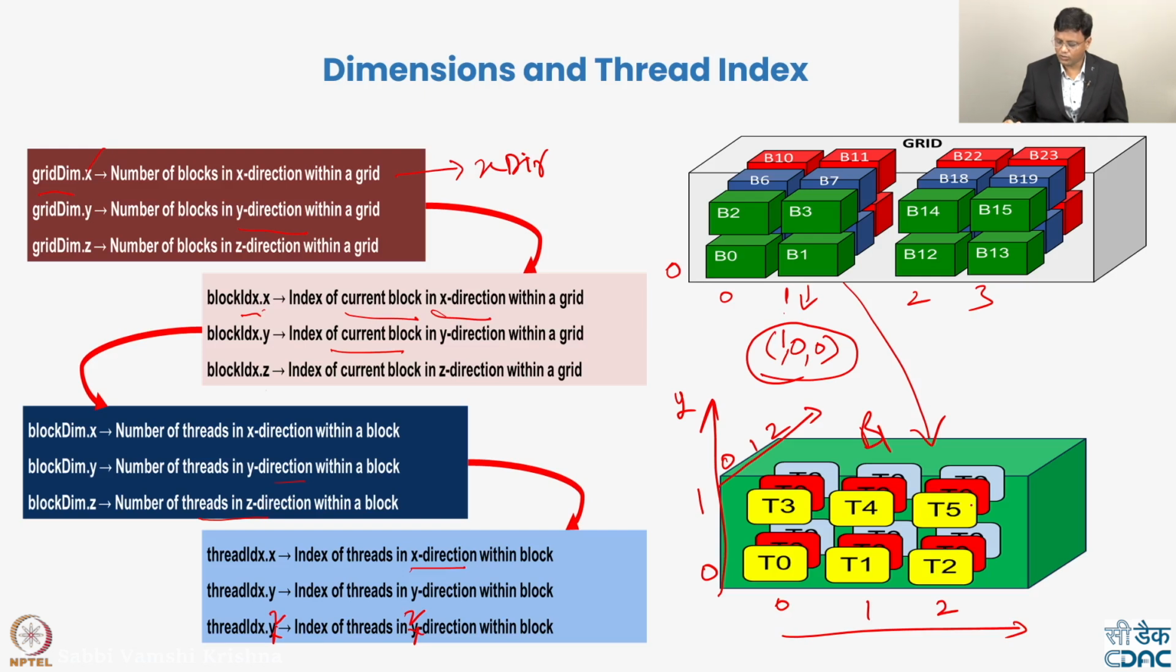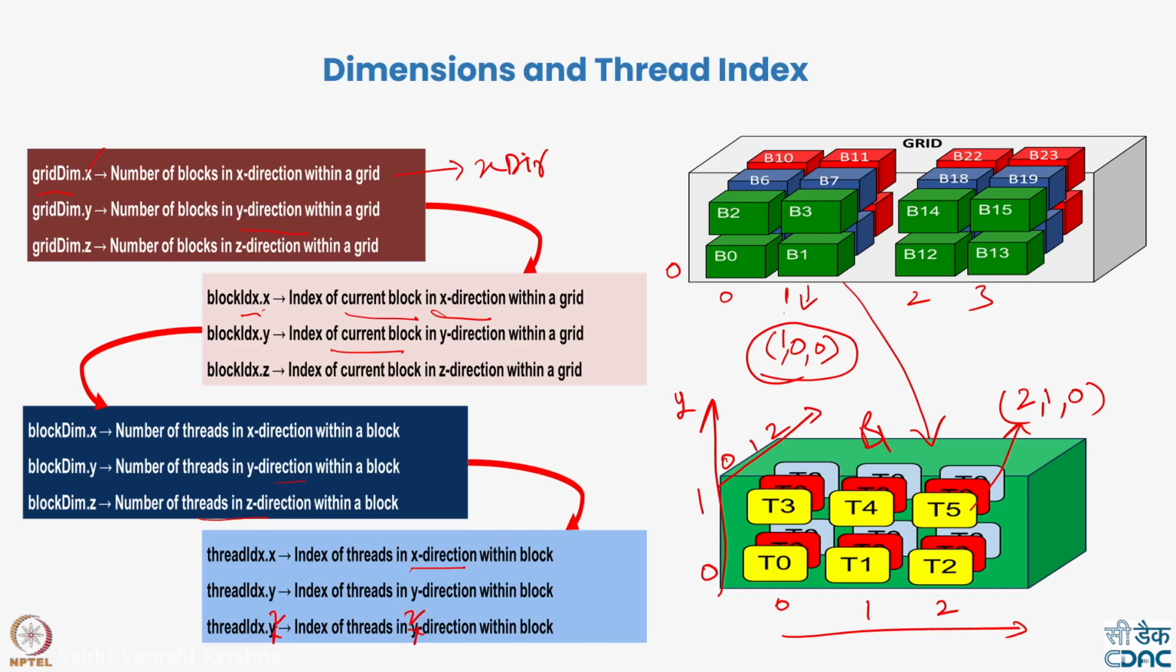So, suppose you want to calculate the position of T5, and you will apply within this particular block to find the position of this particular thread. So, threadIdx.x will return 2, threadIdx.y will return 1 and threadIdx.z will return 0. So, with the help of these values you can identify the coordinate of this particular thread within a block.